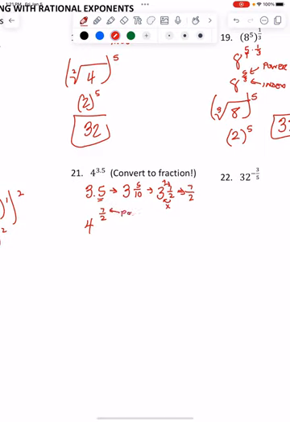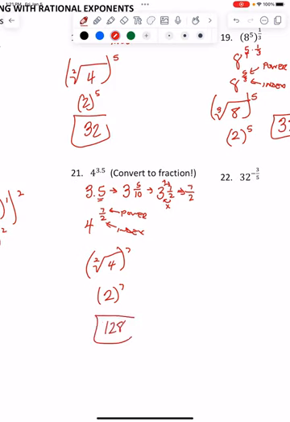Okay, so power over index. The square root of 4 to the 7th. The square root of 4 is 2, to the 7th is 128.